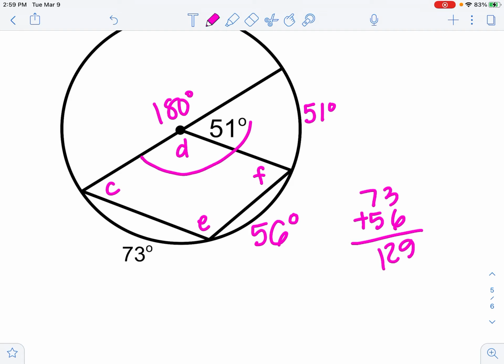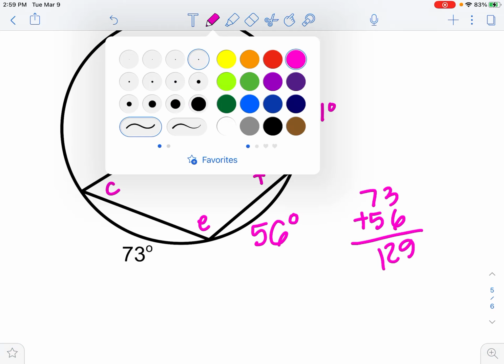And if you're like, wait, there was an easier way of getting that: you know that this is a straight angle. This is a linear pair. You could have done 180 minus 51. That's also 129. Sure could have. 129.